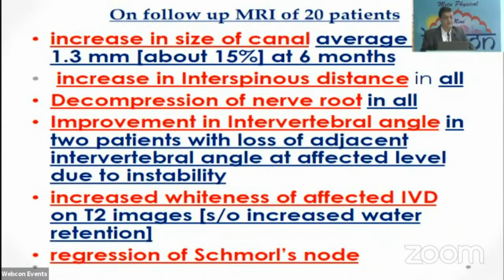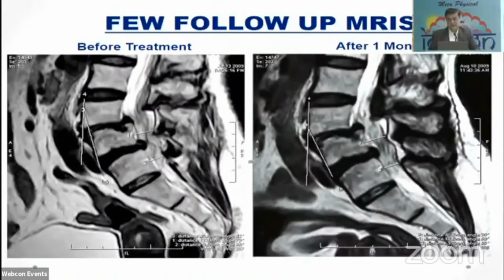What we found in the MRI, which I will show you, was an increase in the size of the canal by an average of 1.3 mm, that is about 15% of the actual size at 6 months. There was increased interspinous distance, that is, really stretching of the interspinous ligament. We have seen decompression of all nerve roots, improvement in intervertebral angle, and increase in the whiteness of the affected intervertebral disc, that is, improved hydration of the disc. And in a patient who had a smaller nodule, we found regression of the nodule. So these are the MRI findings.